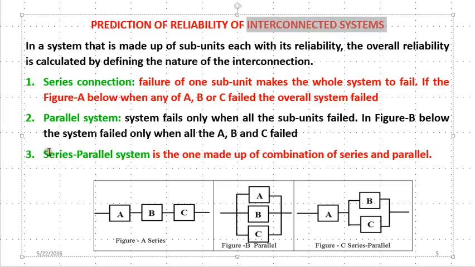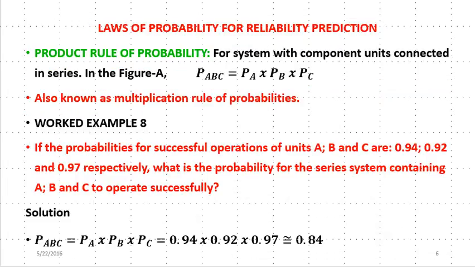And the last one is this combination of series and parallel. Look at this. My B and C here, they are in parallel to one another, but their equivalent is now in series with this. So these are the three methods. So how do we get their reliabilities? We use the laws of probability for ascertaining the reliability of the systems.